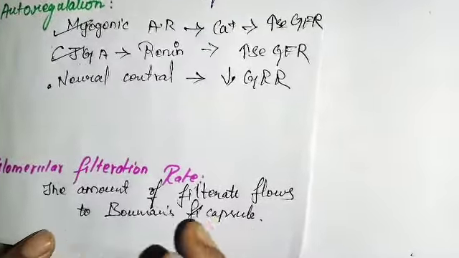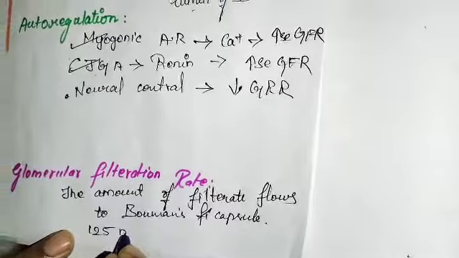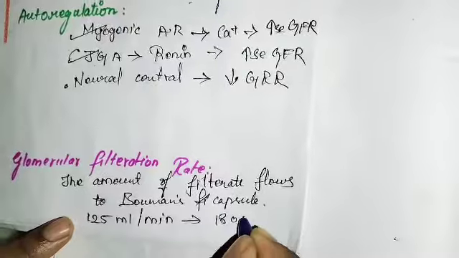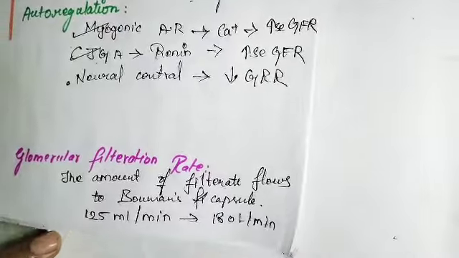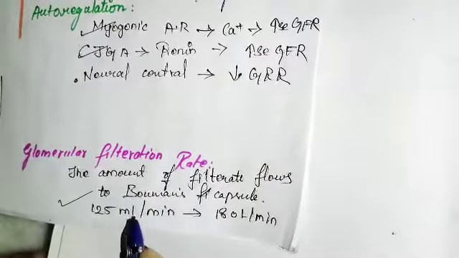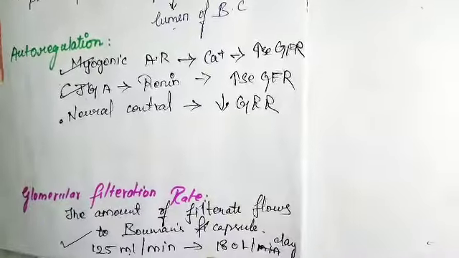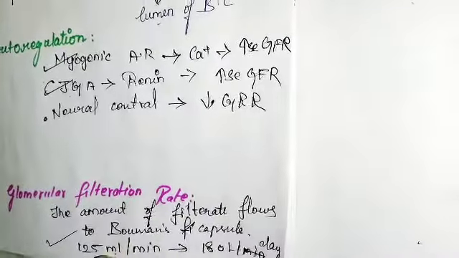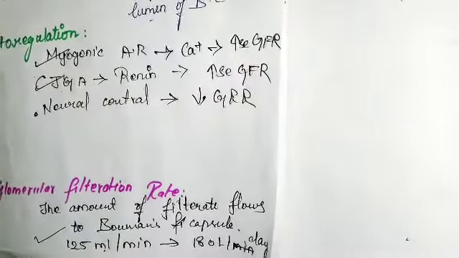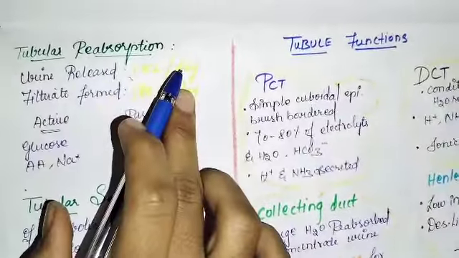In a healthy human, the filtrate is about 125 milliliter per minute. Okay, so this is our glomerular filtration rate. This is considered for a healthy individual per day. Sorry, this is 180 liters per day. This 125 milliliters per minute means we get about 180 liters per day. Okay. The second step is tubular reabsorption.